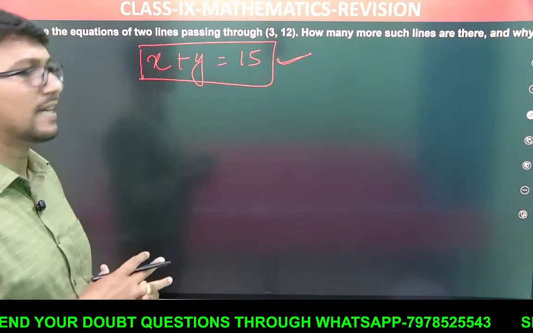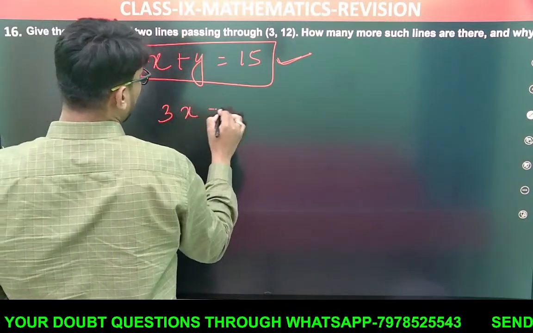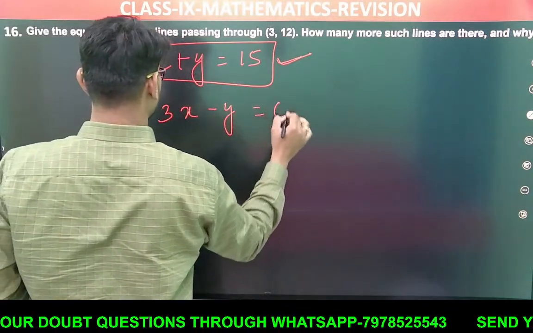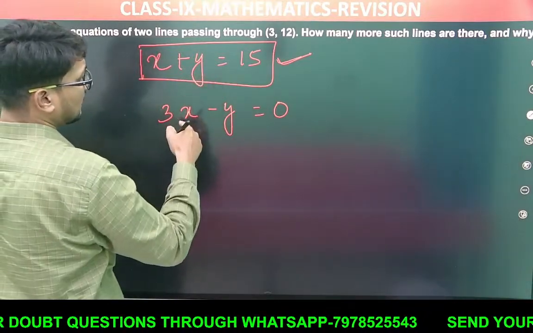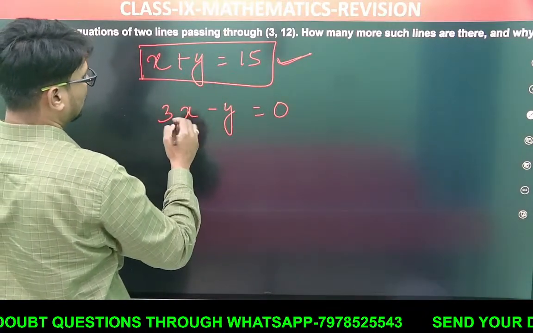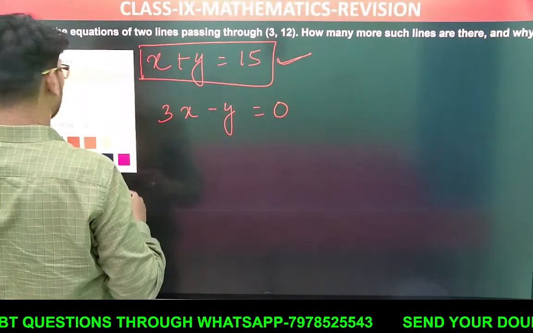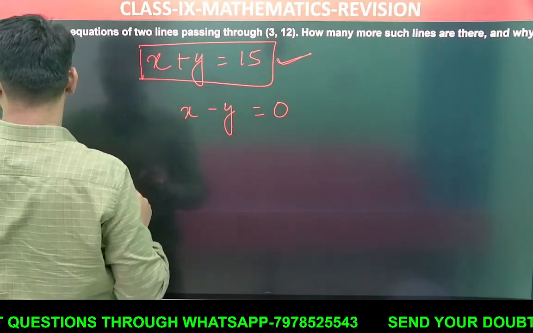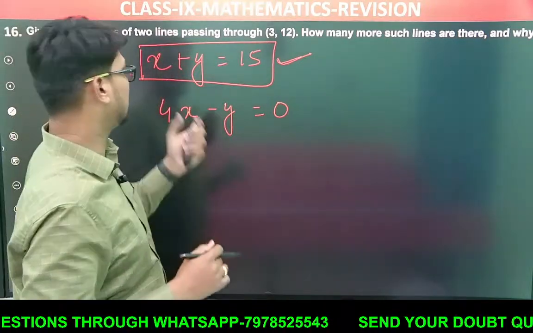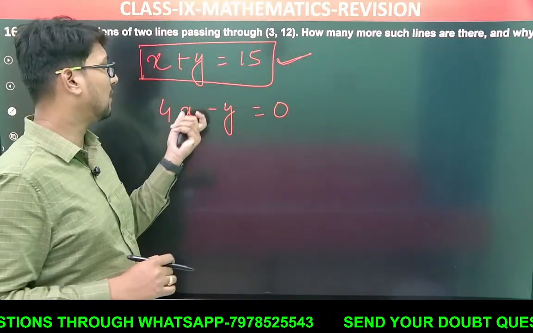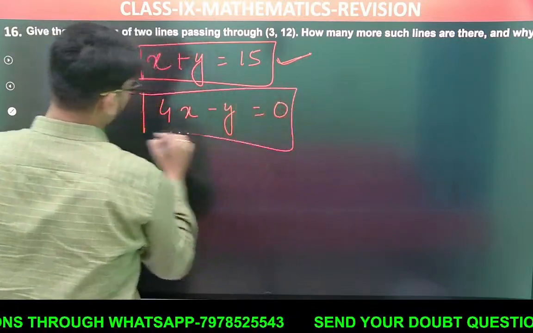Similarly, we can write, students, 3x minus y is equal to 0. Check. 3 into 3, 9. Oh, no, it is 4x. 4x minus y is equal to 0. Check. 4 into 3 is 12, minus 12 is 0. So therefore, this is the second equation.